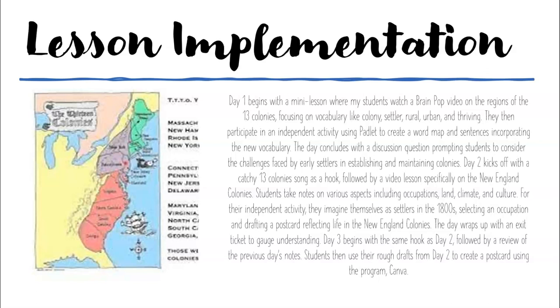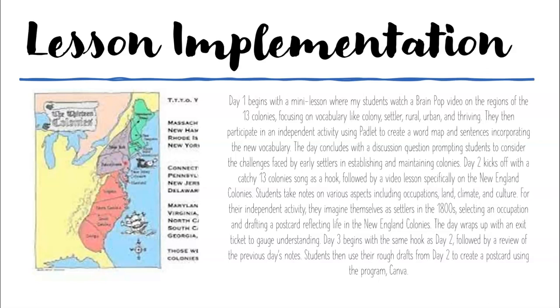Day one began with a mini lesson. My students watched a Brain Pop video on the regions of the 13 colonies, and then we focused on vocabulary words like colony, settler, rural, urban, and thriving. We also used Brain Pop Junior for the word wall activity where you could flip the cards over, and I'll show you that on the next slide, and use the definitions in sentences.